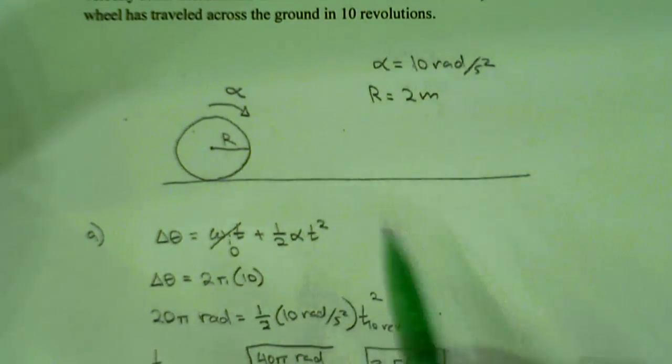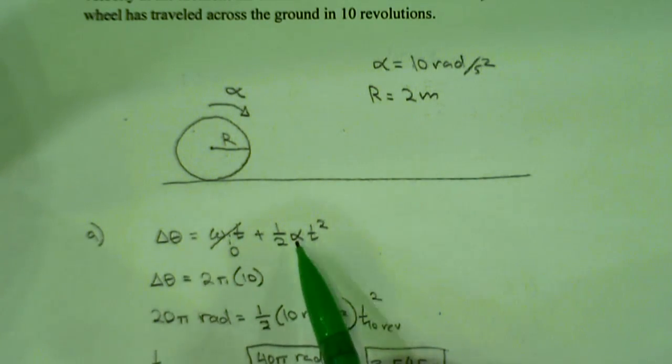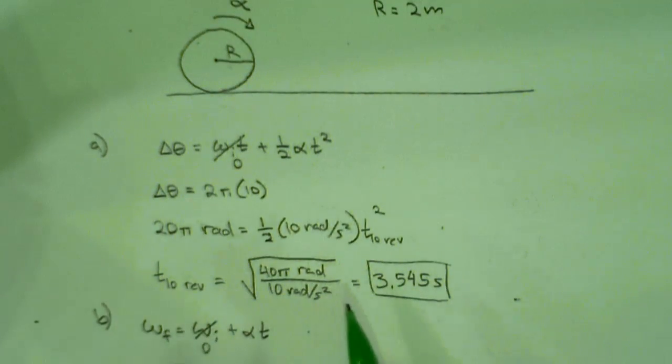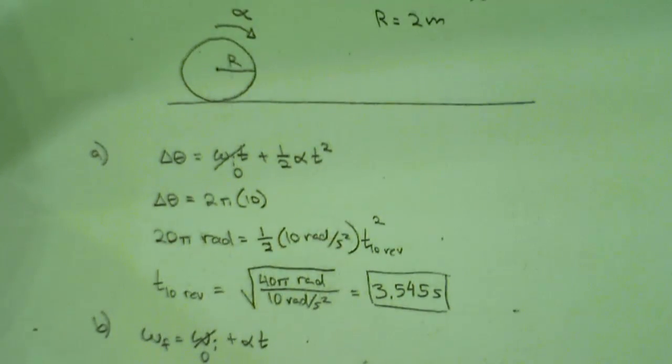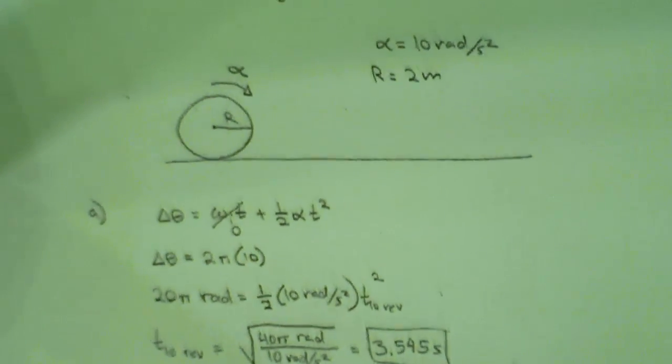So then we just use this equation and we have all the knowns. We know this and this, so we can solve for time. When we solve for time, we get 3.545 seconds, right? So that's the time it takes to complete 10 revolutions.